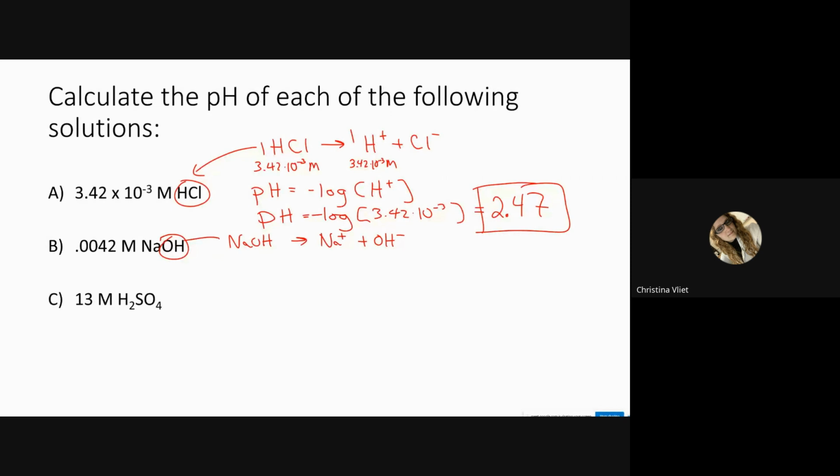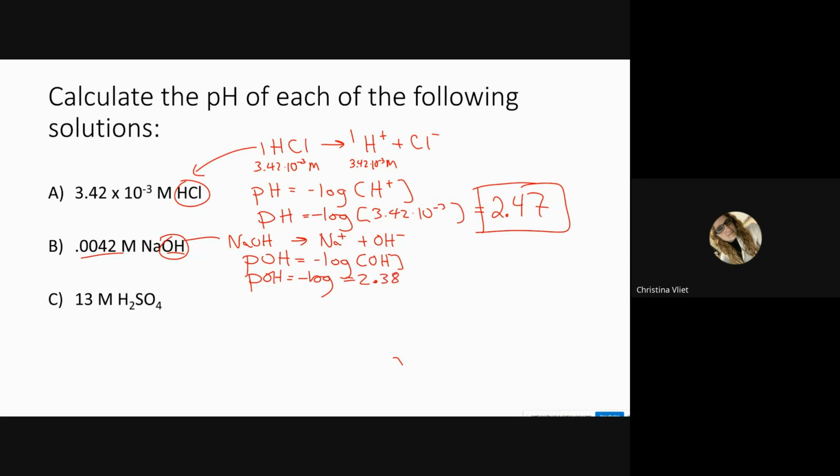The pOH is the negative log of the OH minus. Now this is going to be that 0.0042, because again, it's a 1-to-1 ratio. Every one NaOH is one OH minus. So then the pOH would be what? Negative log of 0.0042 is 2.38. Is this our final answer?